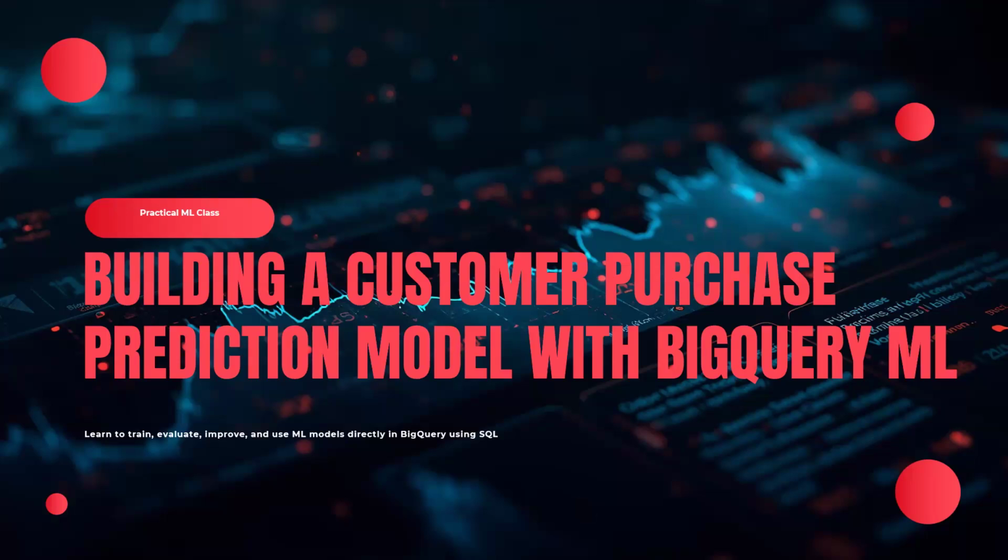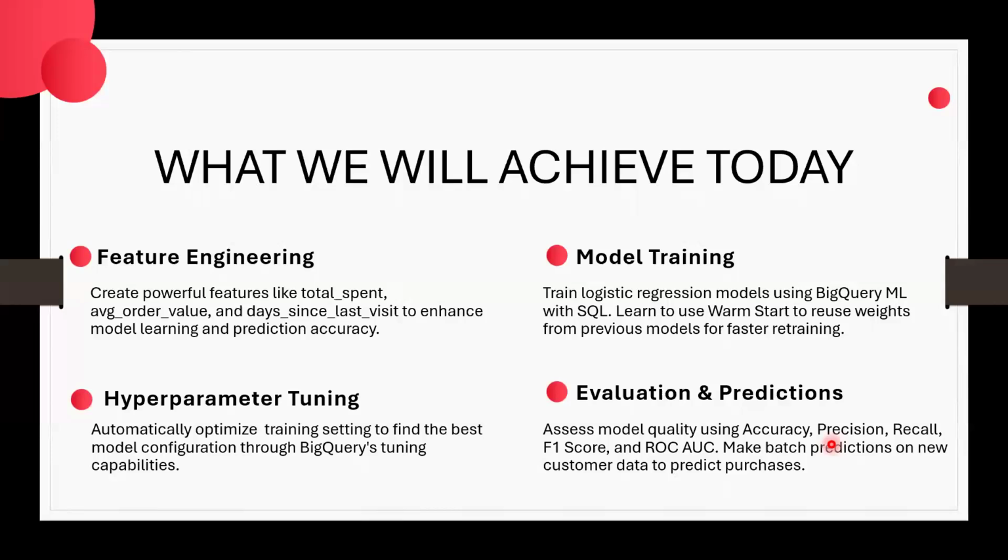So what we achieved today is we're going to do some feature engineering. We're going to create some different new features. So basically a feature is a column. And if we're doing feature engineering, we're creating a new column so our model can learn better. Then we're going to train our models, right?